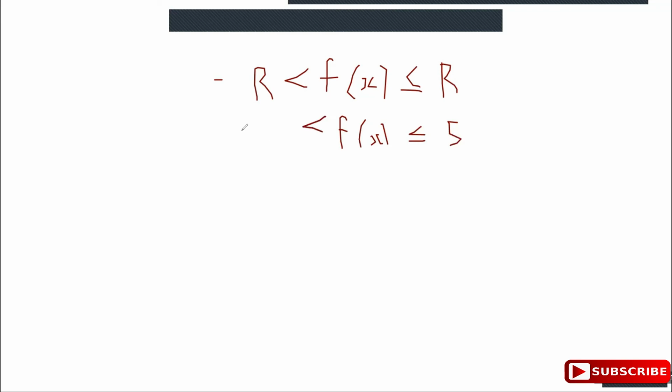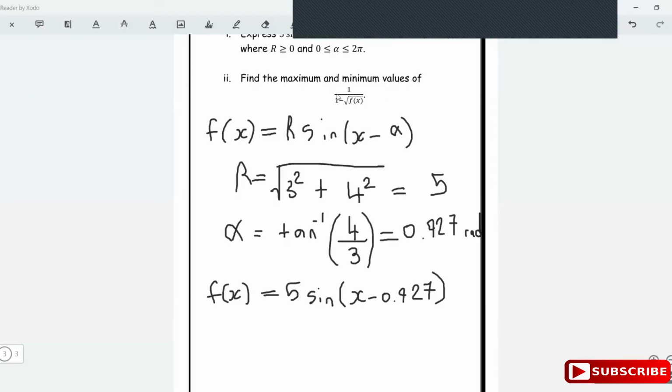First thing, remember we said that f of x, any function of this form, is always between r and minus r. In this case, r was 5, so f of x is going to be between positive 5 and negative 5. Now looking at what we want to show: we want to find 1 over the square root of 1 minus the square root of f of x.